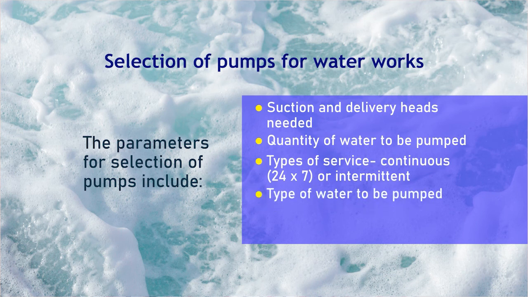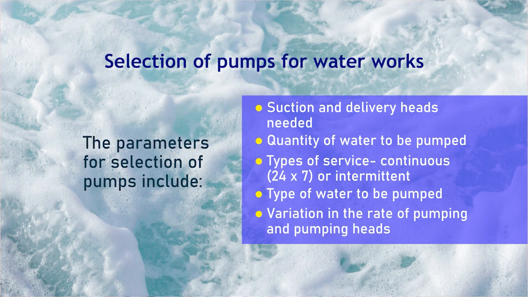What type of water needs to be pumped? Is it clean? Is it turbid? Is it muddy? Can it provide lubrication? Among others. Another parameter that we need to look for while selecting the pumps is the variation in the rate of pumping and the pumping heads.